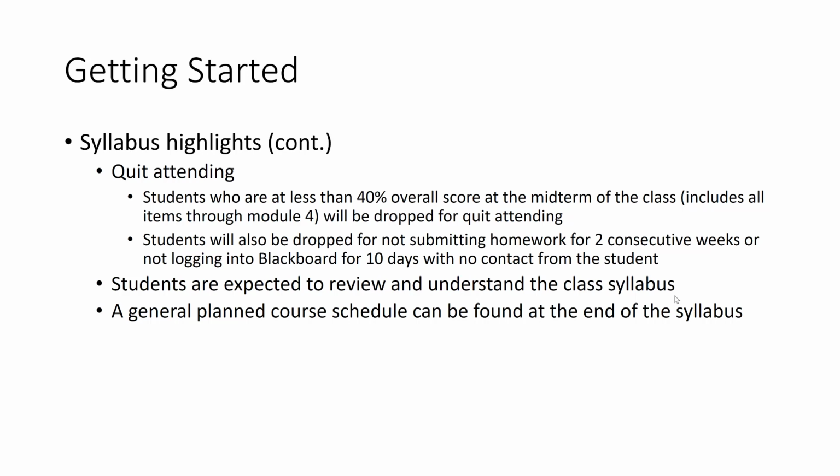DMACC also requires that I report quit attending halfway through the course. So in this class, there would be anything that included in the first 4 modules. And I define someone as quit attending in my course if they have less than a 40% overall score at the midterm portion of the course. That's determined by all the assignments completed through Module 4. I will also drop students for quit attending if they have not completed homework for 2 consecutive weeks or have not logged into Blackboard for 10 days without contacting me to explain why.